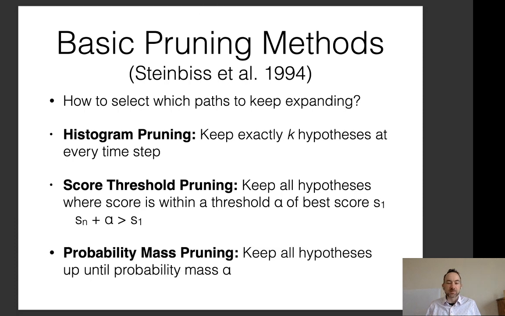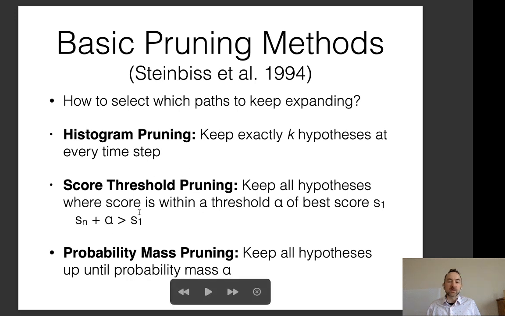Another option is probability mass pruning. This keeps all hypotheses up until a probability mass alpha. Essentially, we want to keep all hypotheses that give us the sum of the conditional probabilities. I see the first 2 used more frequently than the last one, but this last one is another option.